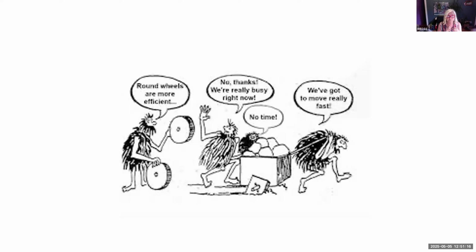You know, again, round wheels are more efficient. No thanks, we're really, really busy right now. We've got no time to think about that or look at that because we've got to move really fast. So that's the space that the healthcare system and social welfare systems are operating in. They're really busy, they're really trying to change from within, but it's really hard. And they have really limited attention span and capacity to take on what they might think are relatively untested, unproven new ideas.